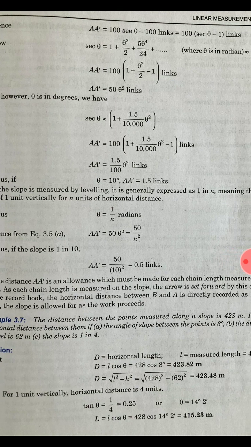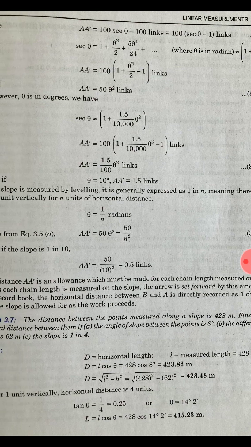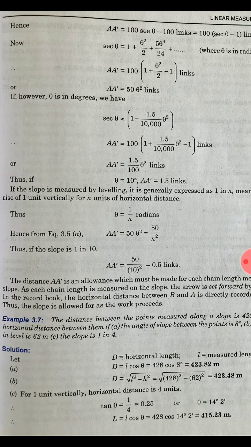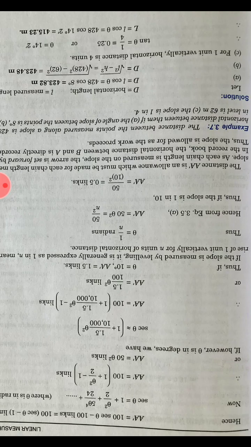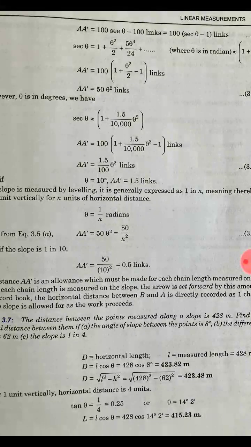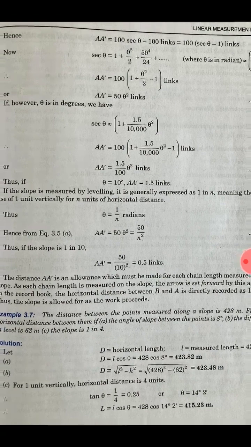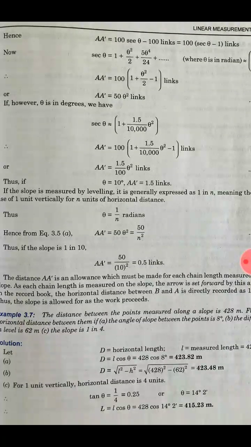If the slope is measured by leveling, it is generally expressed as 1 in n, meaning 1 unit vertical and n units horizontal. Since it is a sloped ground, we have to mention the vertical to horizontal ratio, correct. So theta will be 1 by n radians. So A dash will be 50 theta square, which is 50 by n square. So A dash will be 50 by 10 square. If the slope is 1 in 10, 50 by 10 square will give you 0.5 links. 0.5 links means, 100 links is one chain, so how much is 0.5 link, that we should calculate there.